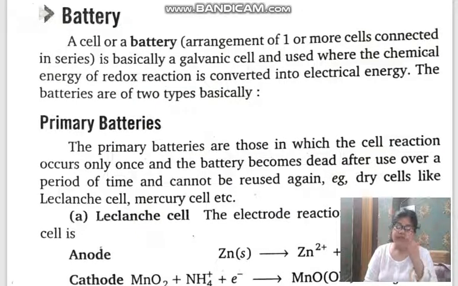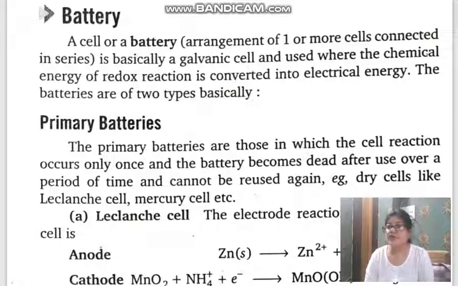Hi guys, in this section we are going to explain different types of batteries. This topic is generally from chemistry and the name of the chapter is electrochemistry. Now as you see over here, the topic written over here is battery. Now what is a battery? An arrangement of one or more cells connected in series.